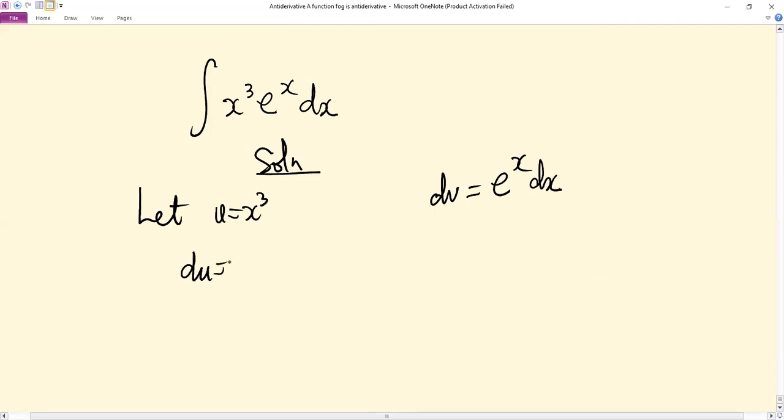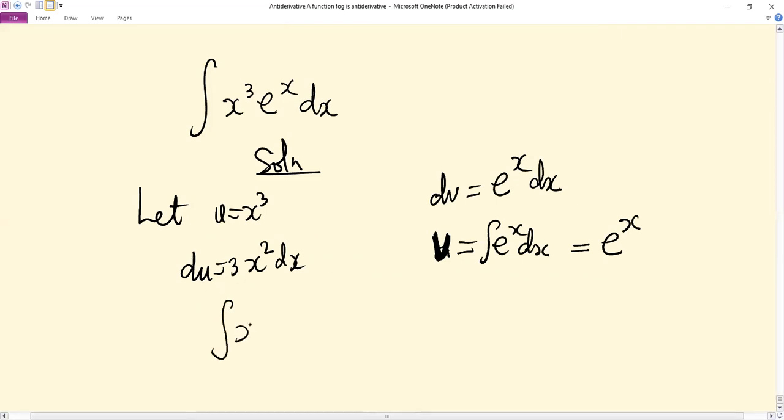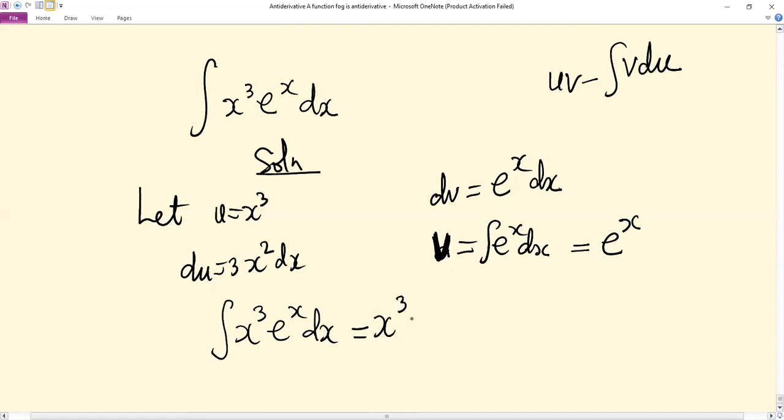So du will be 3x squared dx, and v is the integral of e raised power x dx. This would give you e raised power x. So integral of x power 3 e raised power x dx will be uv minus integral of v du. So uv will be x power 3 e raised power x minus v times du. This will give us integral of 3x squared e raised power x dx.